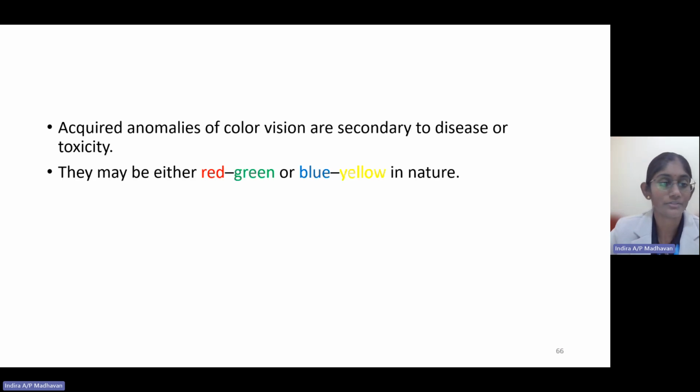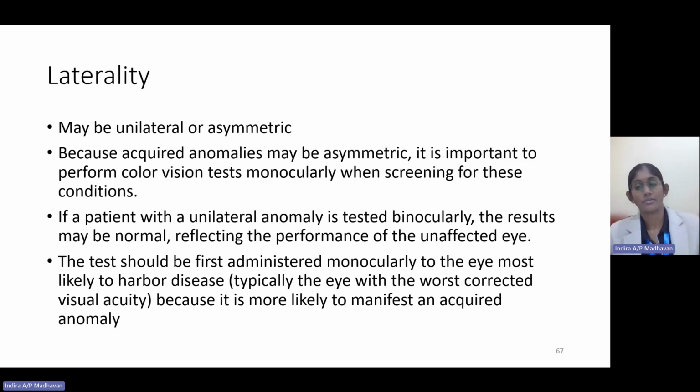So acquired anomalies of color vision are secondary to disease or toxicity, as I've been repeating many times on this. They may be either red-green or blue-yellow in nature. When it comes to acquired color vision anomalies, it can be unilateral or asymmetric, so it can differ in terms of severity for the right eye and left eye.